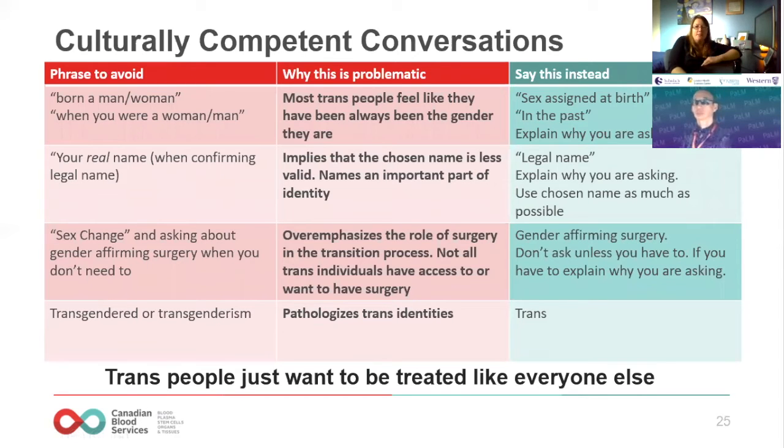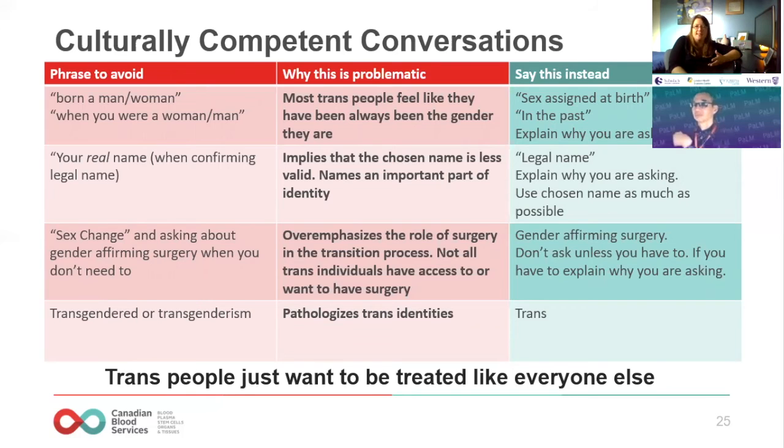So this is just a table describing some ways to have culturally competent conversations with trans individuals, and some problematic statements to avoid. When referring to the past, it's important to avoid saying things like born a man or a woman, or when you were a woman or a man, because most trans people feel that they have always been the gender that they are. So instead you can say sex assigned at birth, or in the past, or when you were born, or last year when you're referring to a time pre-transition.